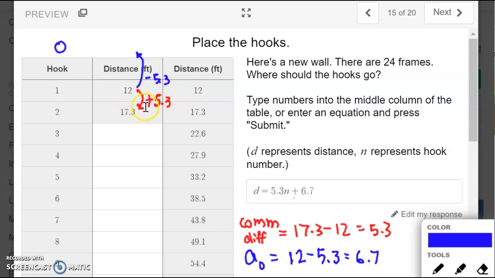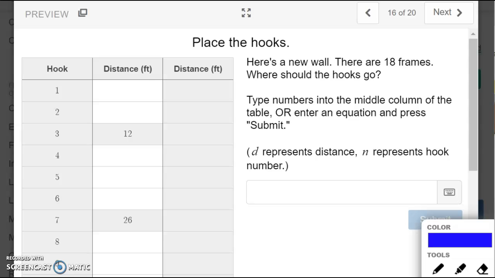And again, the 12 and 17.3 match up, and I know that the rest is correct then. Then let's move on. Here's a new wall. There are 18 frames. Where should the hooks go?